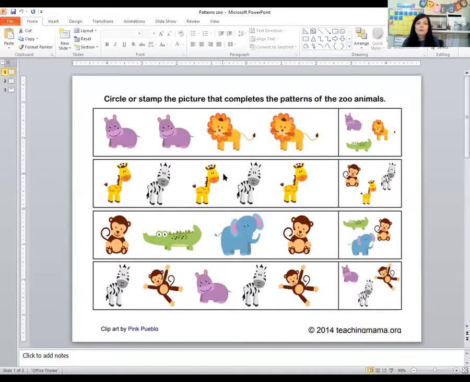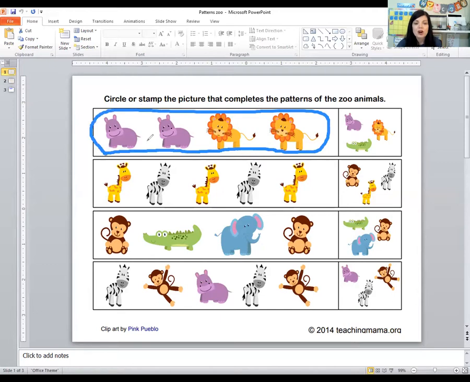You can even pause right now and print it if you'd like, and you can do it along with me, or just watch me demonstrate and do it later. Okay, so we're going to have to figure out what our pattern is to begin with. A pattern is just something that repeats over and over and over. So I see a hippo, and then a lion, a lion. This whole thing is my pattern.